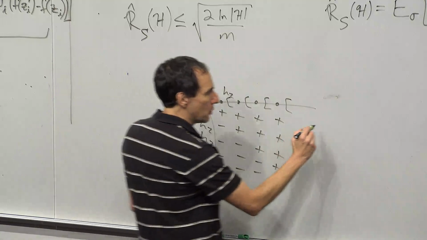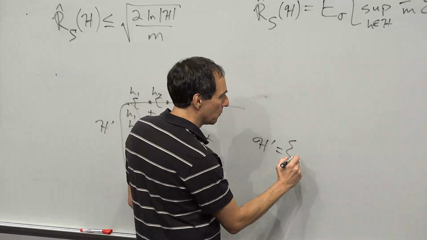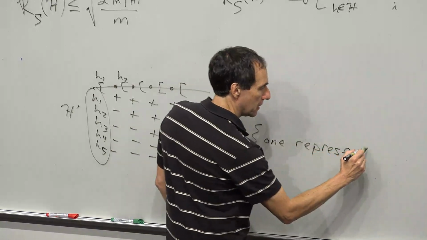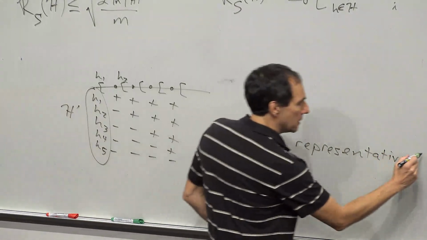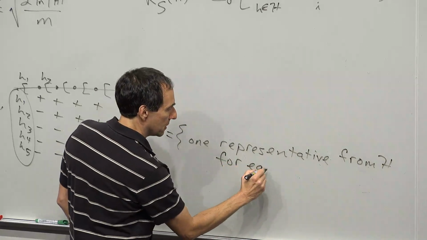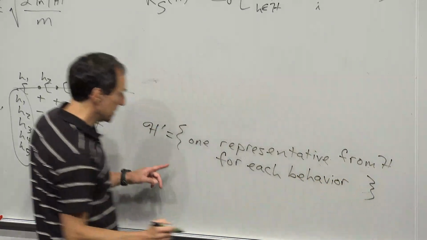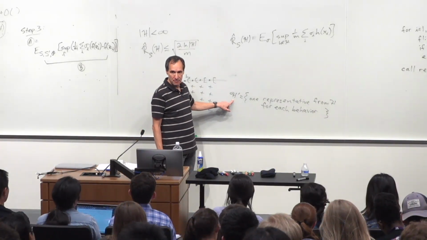Okay, so H prime means a new hypothesis space where we pick one representative. By a representative, I mean a hypothesis like this from H for each behavior on the sample S itself. Okay, so we're creating a new hypothesis space, and it depends on the sample, but that's okay.